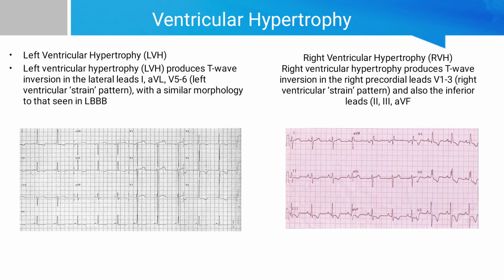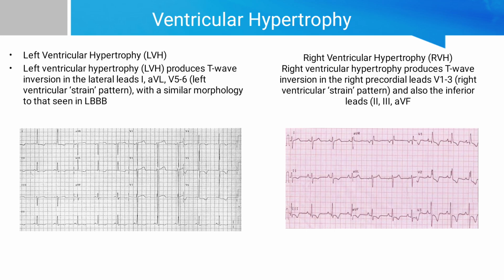Here, ventricular hypertrophy, both left and right ventricular hypertrophy, may produce T wave inversions. For example, left ventricular hypertrophy produces T wave inversion in the lateral leads, that is lead 1, AVL, V5 to V6, with a strain pattern with a similar morphology to that of left bundle branch block.